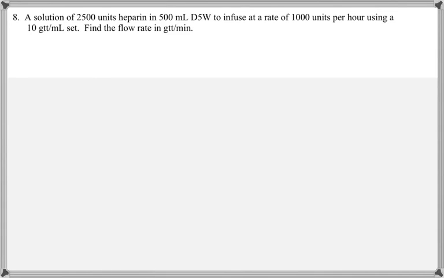Question number 8 says, a solution of 2,500 units heparin in 500 milliliters D5W to infuse at a rate of 1,000 units per hour using a 10 GTT per milliliter set. Find the flow rate in GTT per minute. Whenever they ask us to find the flow rate in GTT per minute, that means at some point in the math we're going to have to use the flow rate formula.